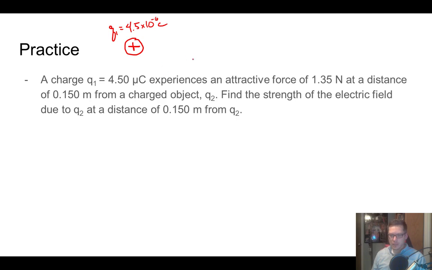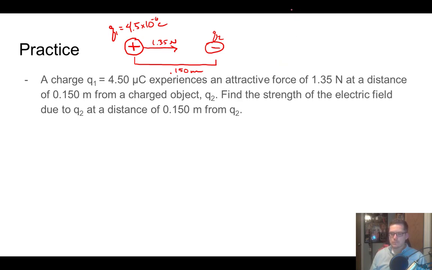All right. And it says that it experiences an attractive force of 1.35 newtons. So it's going to be some force of 1.35 newtons. It's going to be pulling us towards this other charge. Now, because it's an attractive force, we know this other charge has to be negative. All right, so we can go ahead and mark that as negative. And we'll name this guy Q2. All right, and then finally it tells us that the distance between these two is 0.150 meters. And it says find the strength of the electric field due to Q2 at a distance of 0.150 meters from Q2.